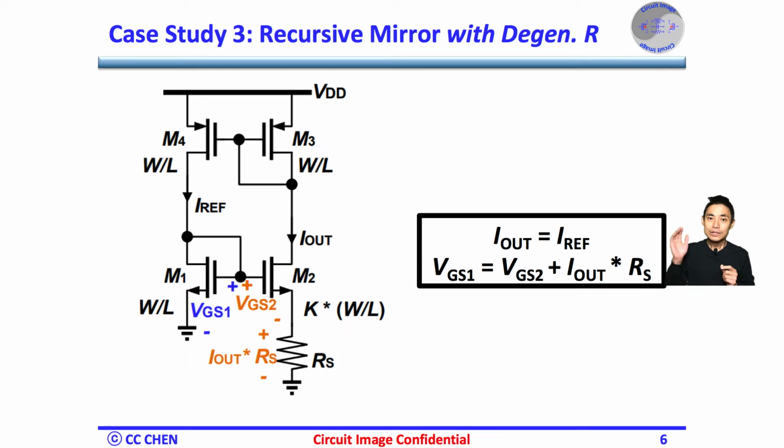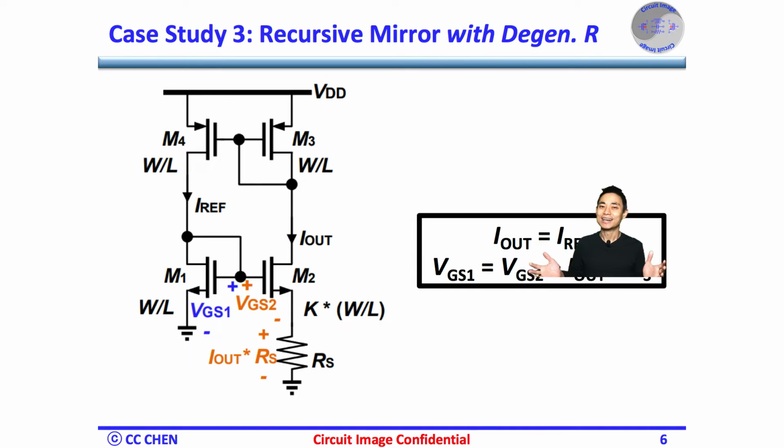VGS1 equals VGS2 plus IR times RS. Then you should have a clear image that the current is independent of the supply voltage, but will still depend on the process and temperature. To be clear, there's no VDD in the two equations, but the VGS and RS still depend on process and temperature, since the active and passive devices have process and temperature dependency.